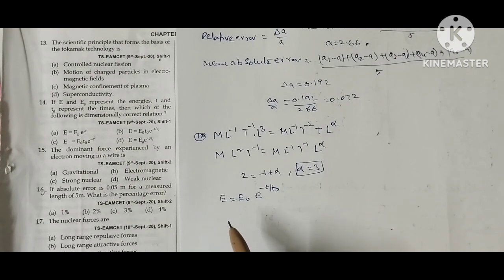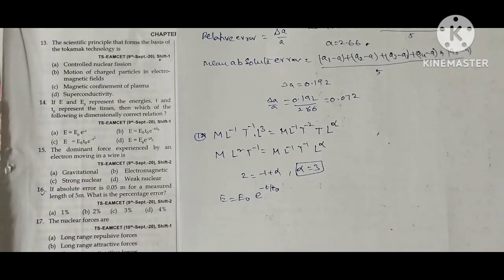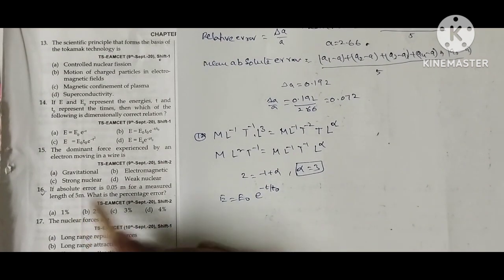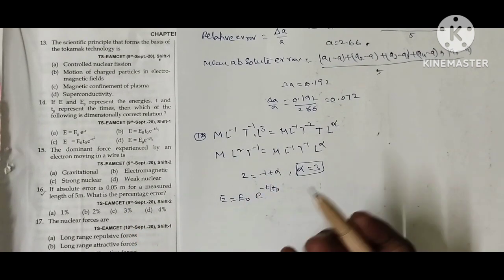Next, 15th, theory question. The dominant force experienced by an electron moving in a wire is electromagnetic force. Obviously electric and magnetic fields are there. Whenever there is a current carrying conductor, it will produce both electric and magnetic fields. Next will be the 16th one. The absolute error is 0.05 meters for the measurement of a length of 5 meters. What is the percentage error?